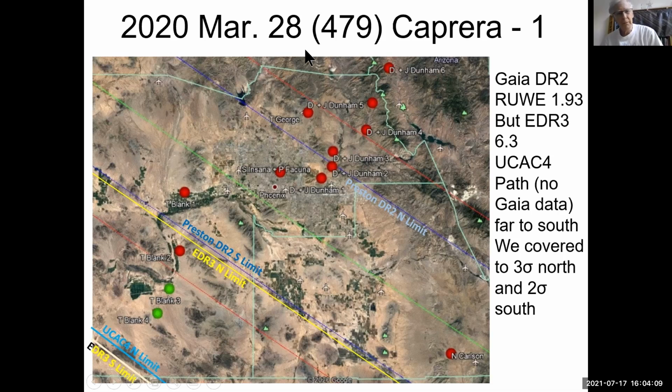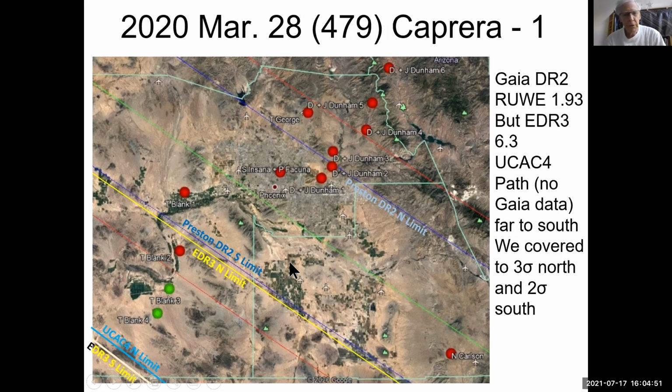2020, March 28th, we had this occultation by Caprera, and we knew the prediction was uncertain because the event had a high RUWE. So I asked Dave Herald to calculate whether other star catalogs could give a different prediction, and he calculated the UCAC4 prediction was far to the south of our area. So we decided the Gaia data must be better, so to speak, but with this RUWE value, we knew it could be off.